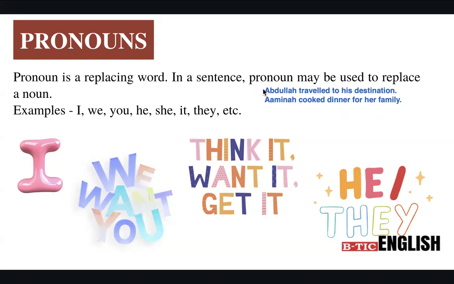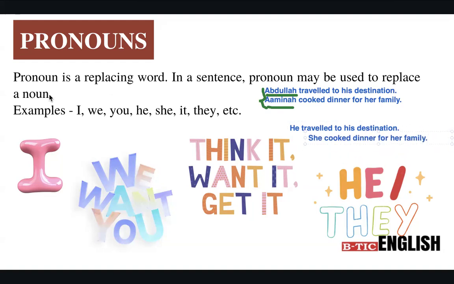I'm going to rewrite these two sentences. But instead of Abdullah, I'm going to replace Abdullah with the word he. And instead of Amina, I'm going to replace the word with she. For example, instead of Abdullah, I'm going to say he traveled to his destination. And then Amina, I'm going to say she cooked dinner for her family.